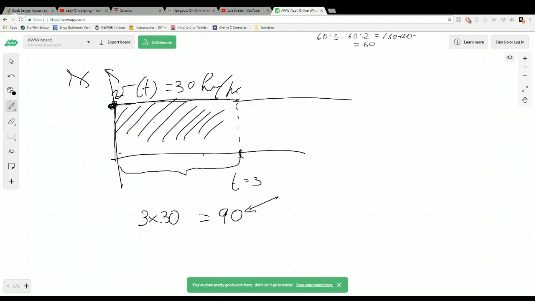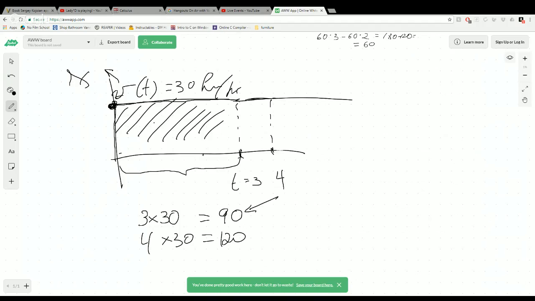What about after 4 hours? What if I stopped my car here? Well, then you'd have this larger rectangle. Notice the height is still 30. The only thing that changes is the base. It's now 4. So you would do 4 times 30, and you get 120 kilometers.